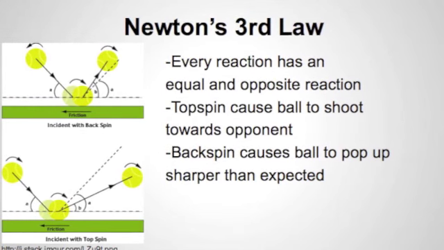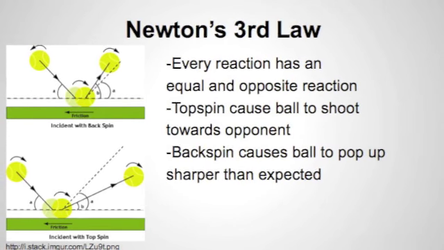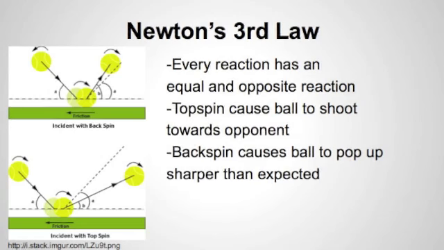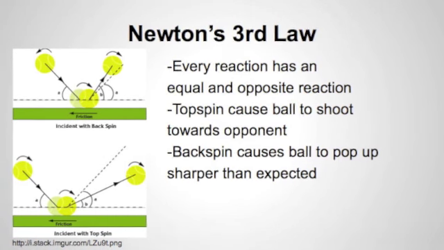The dipping of the ball causes the ball to strike the ground at a lower angle than a flat shot does. This causes the ball to jump towards the opponent as they hit it, making it more difficult to hit.